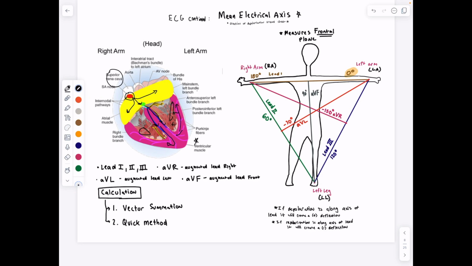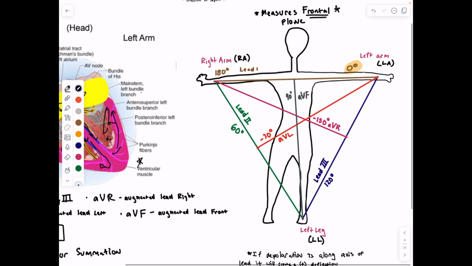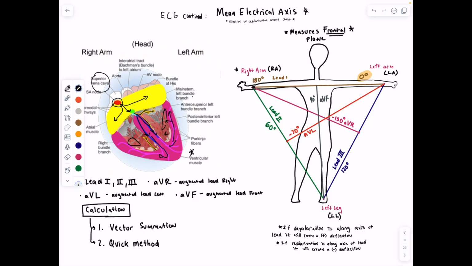Well, we have a number of different leads that we can set up, and it's important to note that this is measuring the conduction of electrical impulse in the frontal plane, also known as the coronal plane. But we're setting up essentially 6 different leads. Lead 1 is from the right arm to the left arm, right? And you can see that from left to right straight line, it's 0 degrees in what we determine the positive direction. That's our first lead.